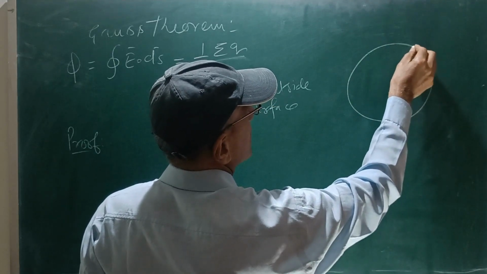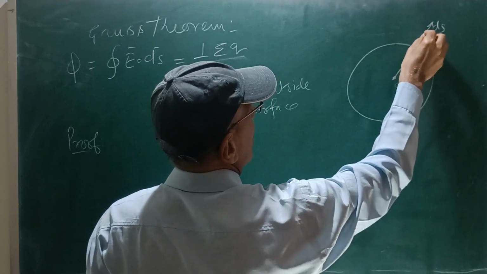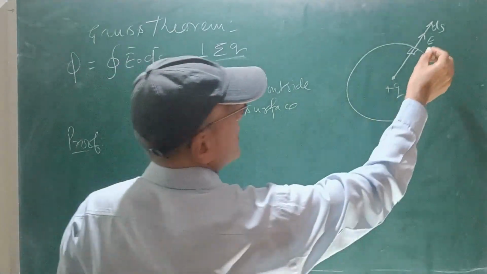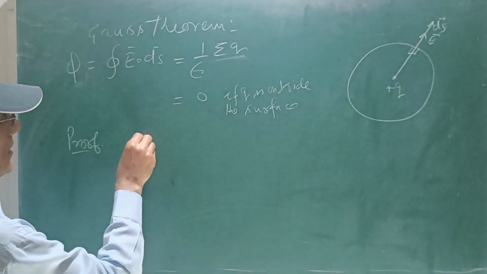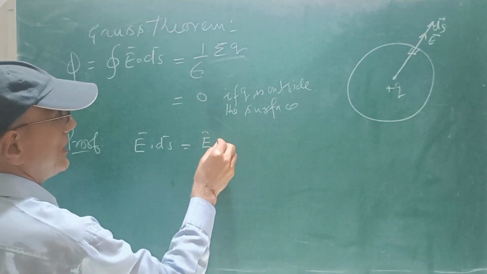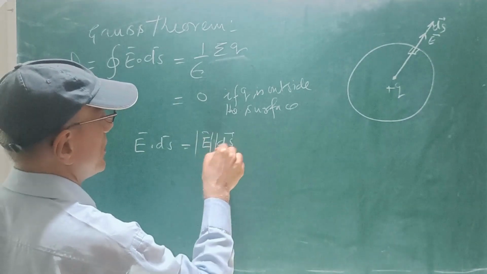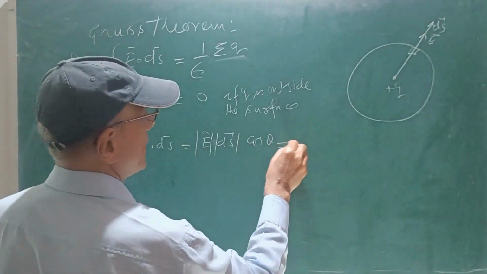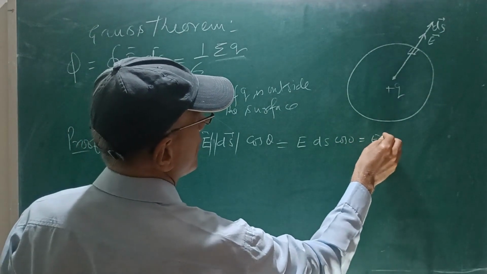So if we consider a surface element ds over here, the electric field will be outward because it is plus Q. So the direction of E and ds is the same. So E dot ds will be equal to E ds magnitude and cos theta. That means E ds cos 0, that will go to E into ds.